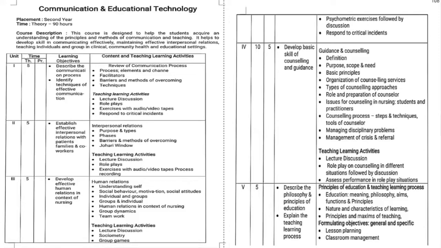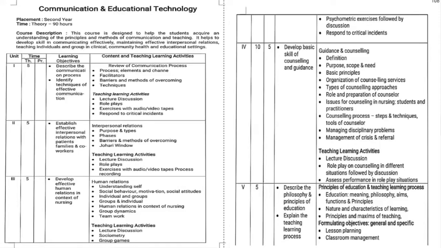Okay, see the first unit, the course description. Second, see why this subject, what's the use of this C&ET. This subject is designed to help the students acquire an understanding of the principles and methods of communication and the teaching and learning process. There are different principles, different methods of communication, and different methods of the teaching learning process, TL process. It helps to develop skill in communicating effectively and maintaining effective interpersonal relations.